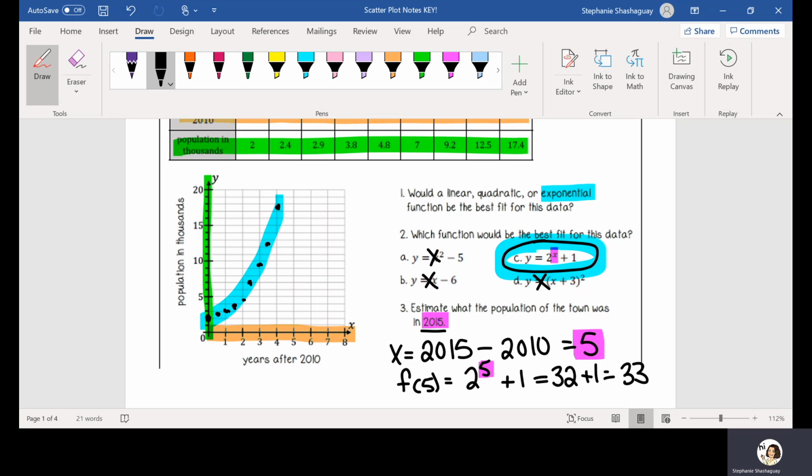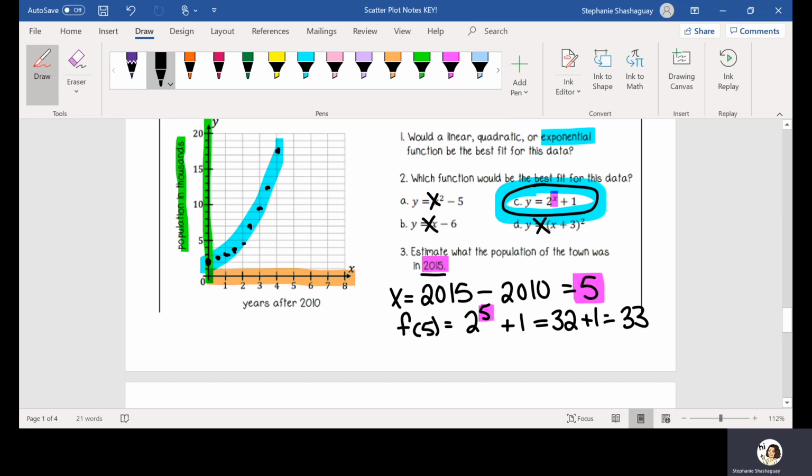Now they told me that this is population in thousands, so I know that my answer is going to be, scroll up a little bit, 33,000 is what the estimated population will be in 2015.